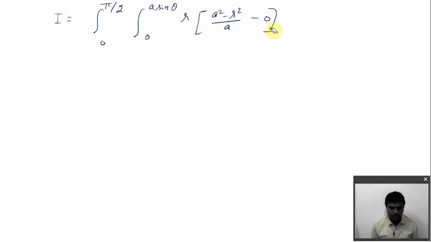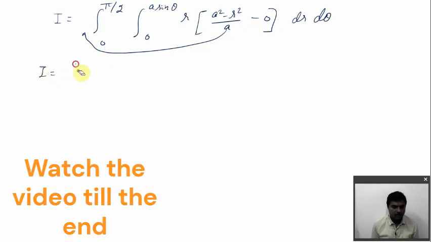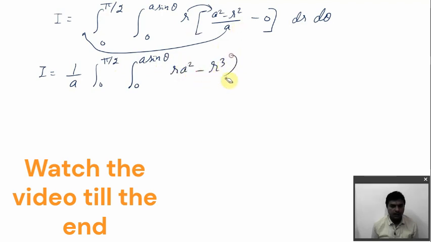So I is equal to, yes students, you will get I is equal to integral 0 to pi by 2 and integral 0 to a sine theta of r, just substitute the upper limit (a square minus r square) upon a minus 0, and this is dr d theta. Minus 0 you can leave it, so only r (a square minus r square) divided by a will remain. a is constant, so I will just take 1 upon a outside, friends. Therefore I is equal to 1 upon a, and r I will multiply inside this bracket. So this is integration 0 to pi by 2, integration 0 to a sine theta of r a square minus r into r, which becomes r cube, dr and d theta. Is it clear students?